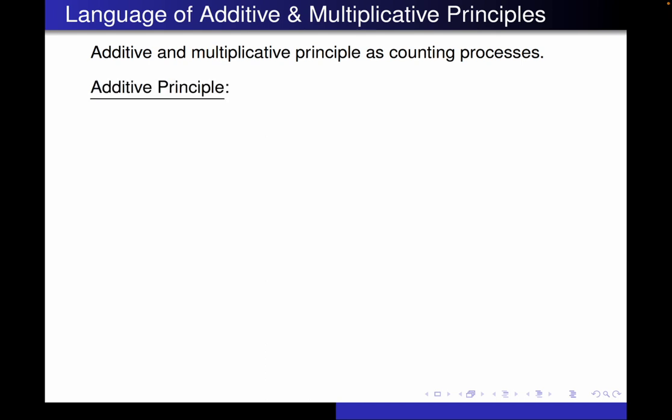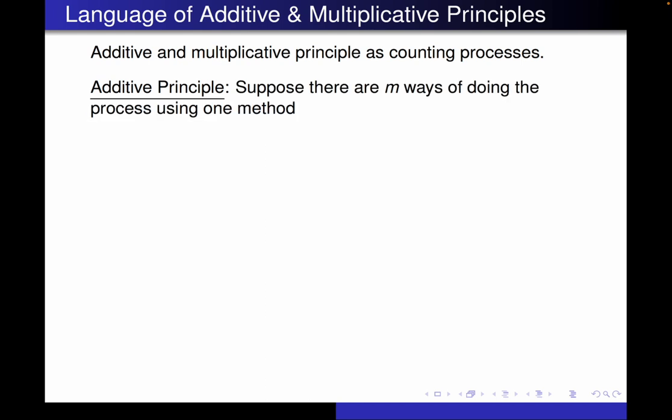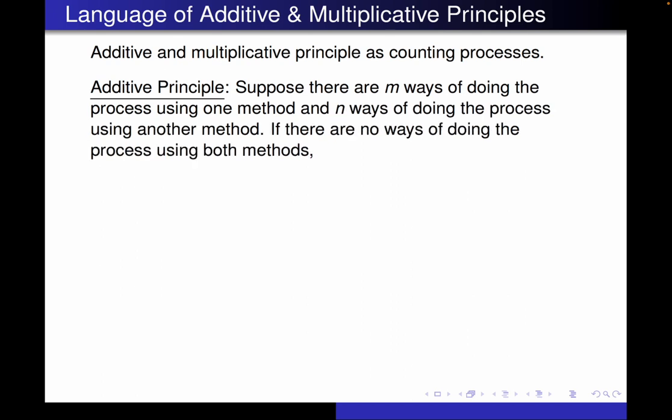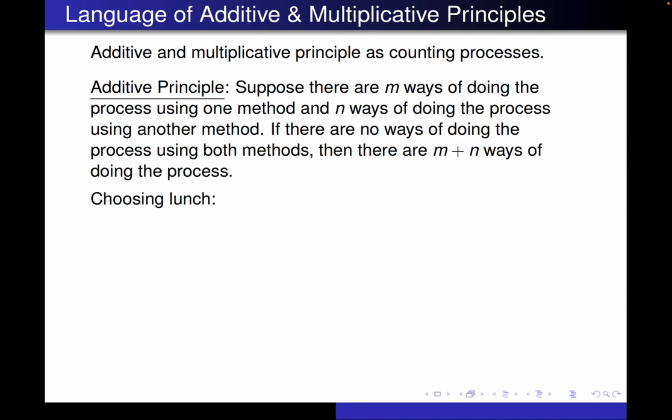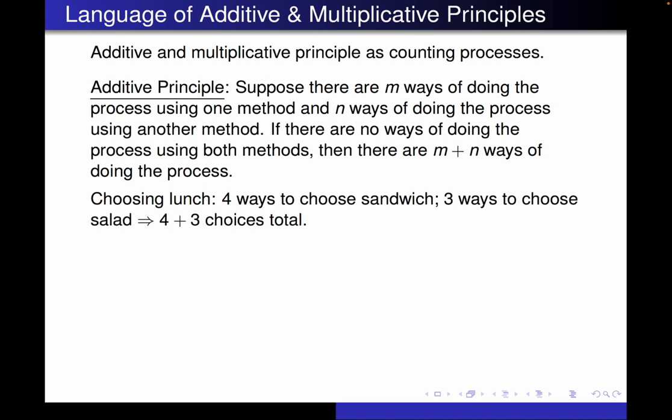For the additive principle, we want to count these processes. Suppose there are m ways of doing the process using one method, there are n ways of doing the process using another method, and if there are no ways of doing the process using both methods, then you just add up the number of ways of each method to get the total ways of doing the process. So choosing lunch, right? We had 4 ways to choose a sandwich. We had 3 ways to choose a salad. There is no way to choose both a sandwich and a salad at the same time since they're different objects. There are 4 plus 3 choices total.